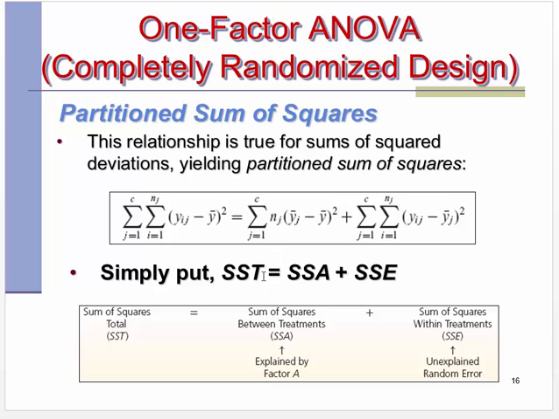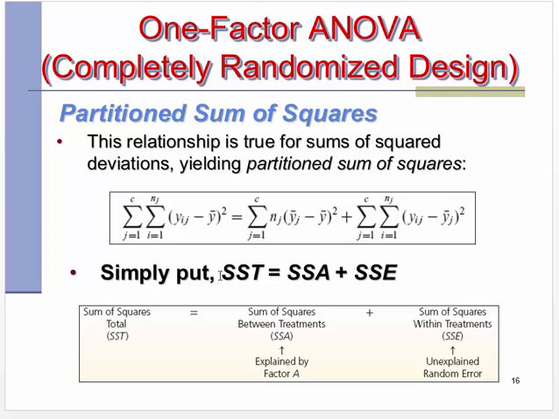If we put it simply, this is the sum of squares total, from individual observation to the grand mean, or SST. SST equals SSA plus SSE. This is SSA, the sum of squares between treatments, the part explained by factor A. And this part here is the sum of squares error, the sum of squares within treatments. That is SSE, unexplained, due to random error.